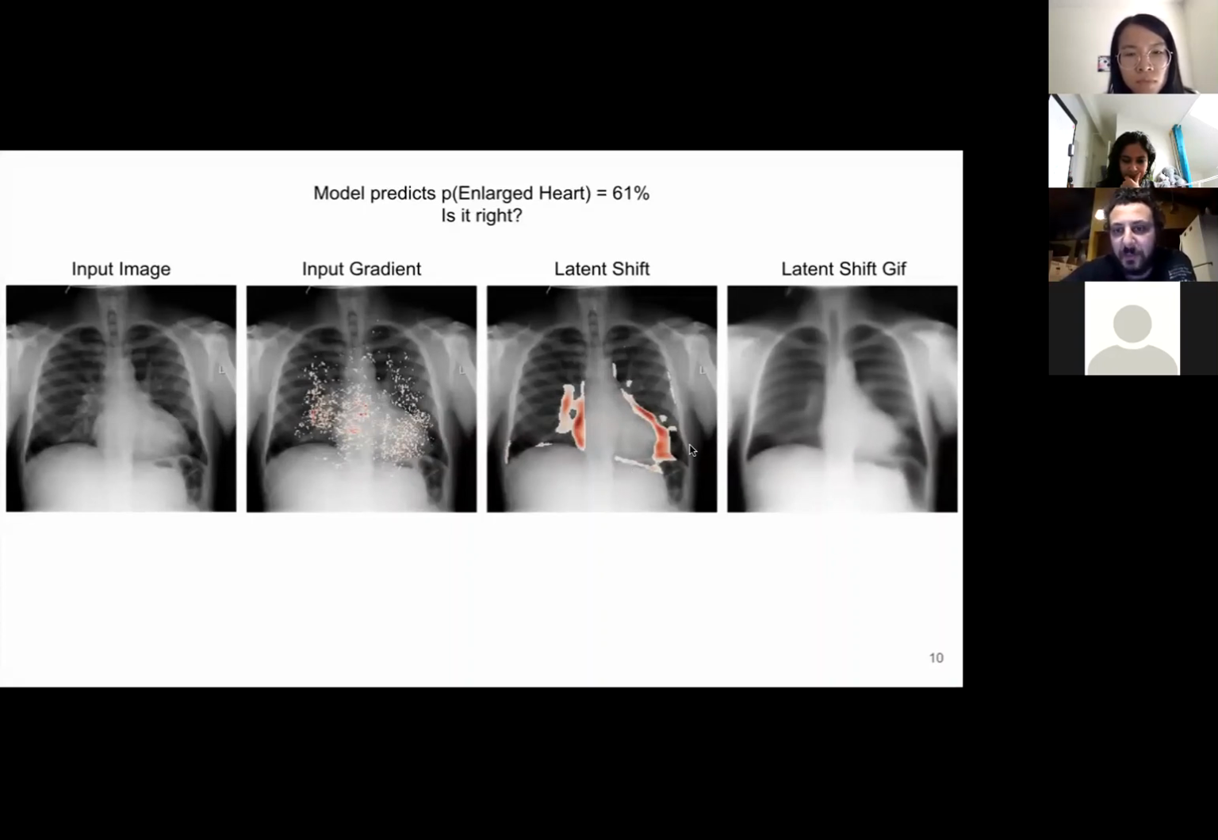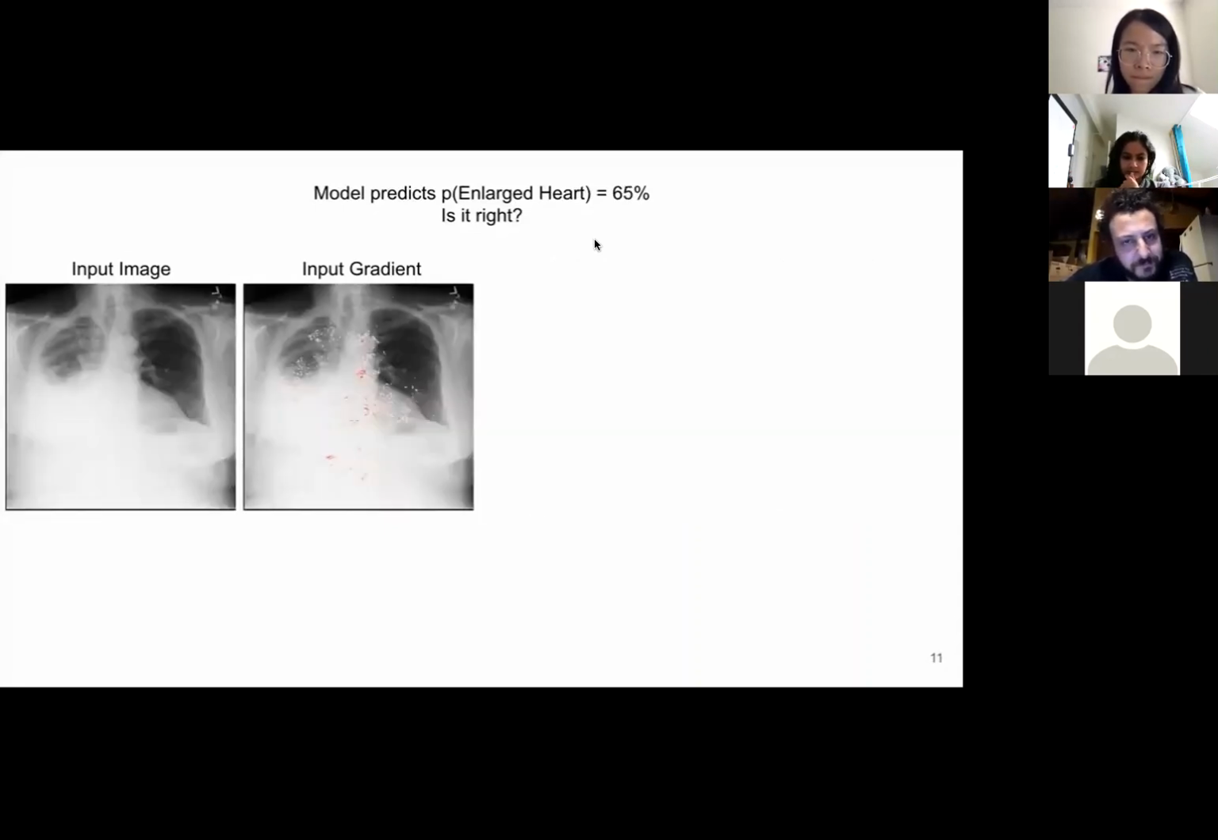But given this view, does that make you more or less confident in the prediction of this model that they have an enlarged heart? And the ground truth label is that this person does have an enlarged heart. So that's an easy case. So what about this one? The model predicts that this patient has an enlarged heart with a higher probability, 65%. Is it right? How confident are you in this?